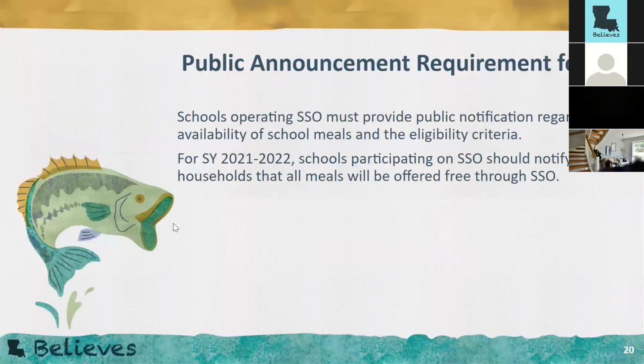So, the public announcement requirement for Seamless Summer. Schools that are operating Seamless Summer must provide public notification regarding the availability of school meals and the eligibility criteria. This public announcement is probably going to look very similar to a CEP public announcement. For school year 21-22, if the schools are participating in Seamless Summer, you're notifying households that all meals will be free through Seamless Summer. So very similar to that CEP announcement that we discussed earlier.